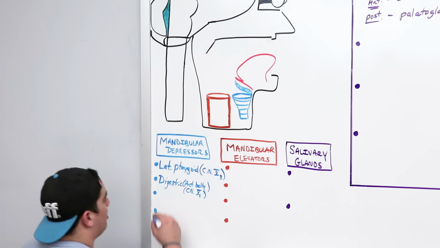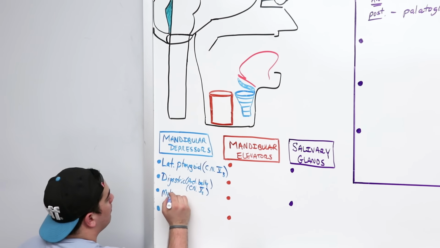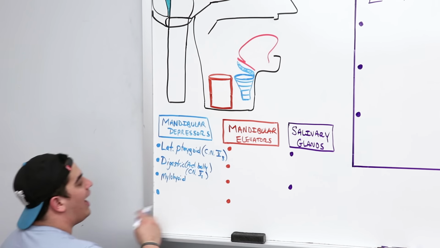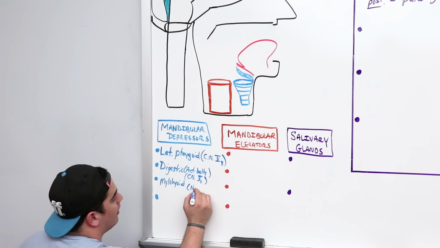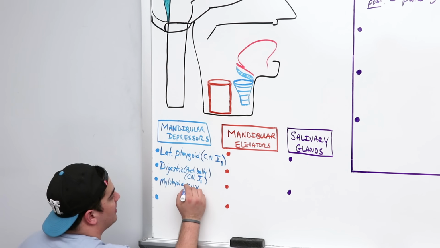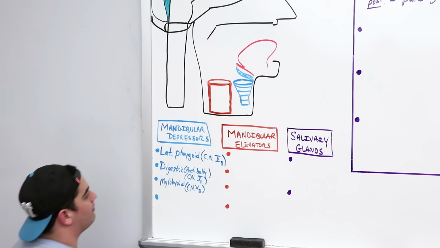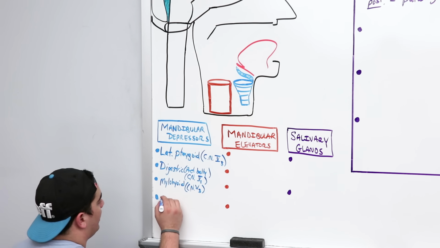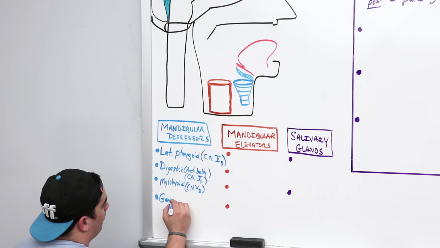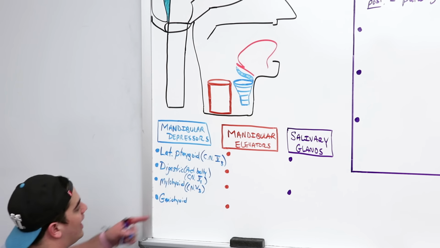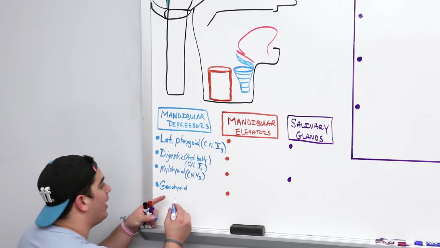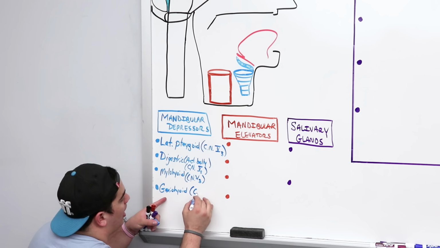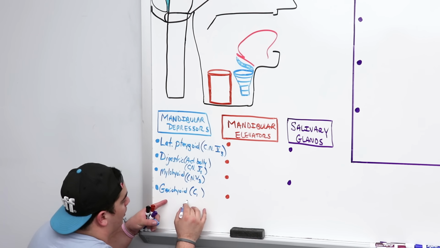Another one is going to be the mylohyoid. The mylohyoid muscle is also innervated by the trigeminal nerve. So we'll put cranial nerve 5 here. And again, this is the V3 division. The last one is called the geniohyoid. The geniohyoid is actually innervated by the cervical plexus, primarily that of the C1 ramus. So this is innervated by the cervical plexus, but primarily by the C1 part of the cervical plexus.